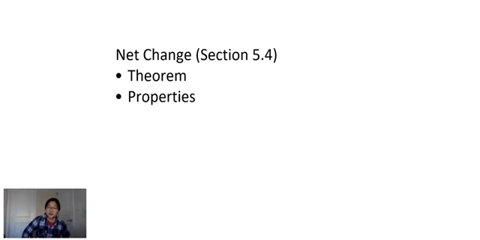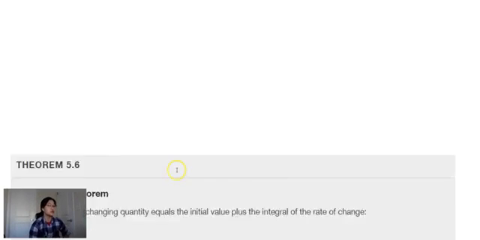That's different from the total distance traveled, which would be the distance from your desk to the fridge and then the distance from the fridge back to your desk. That's how far you've walked. But the displacement is 0 because you're back where you started. So we're going to talk about some theorems and some properties, and let's get started.